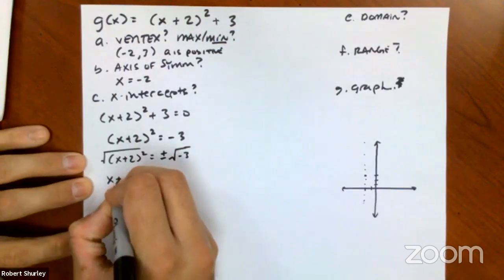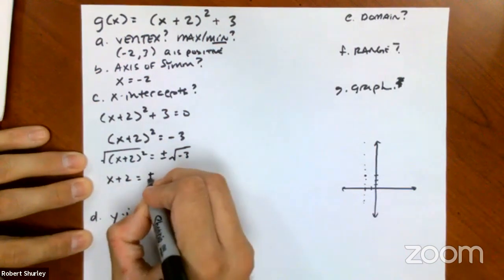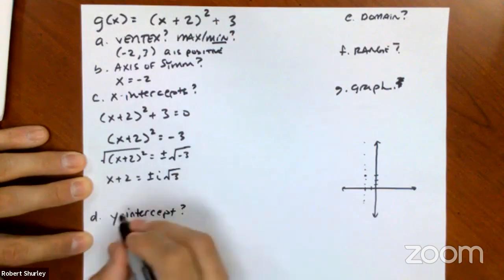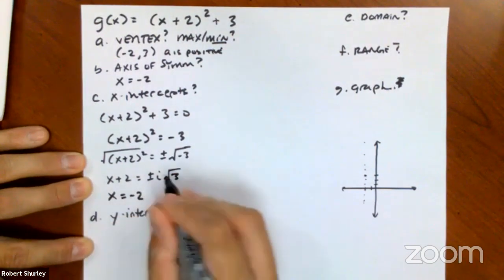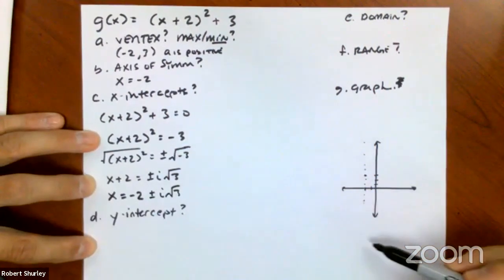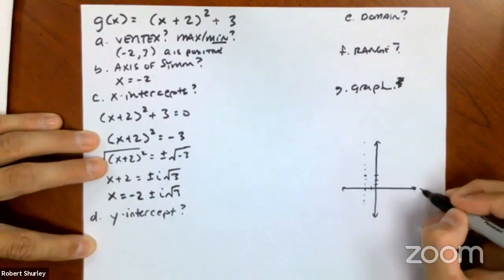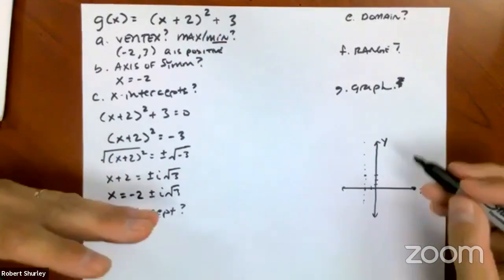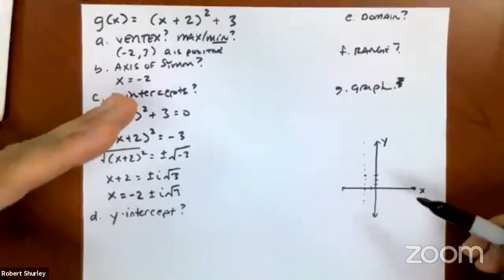just because I feel like I need to. Remember, you take the i out if it's underneath the radical. And then we get -2 plus or minus i square root of 3. Now, this is a real graph. It is real x and y numbers, okay? It's real number lines.